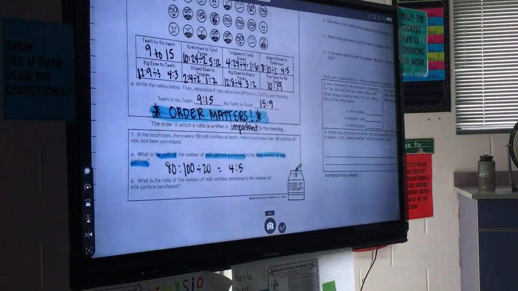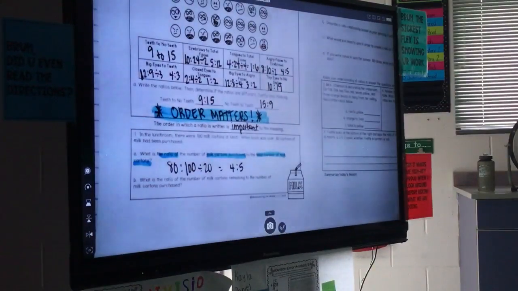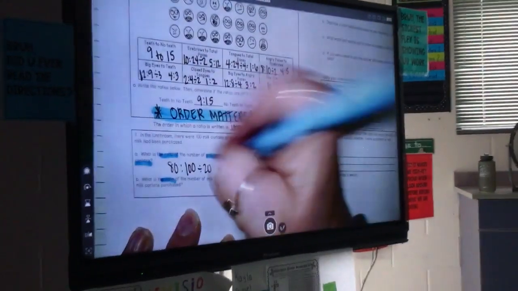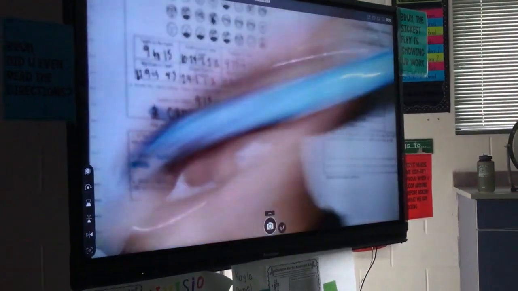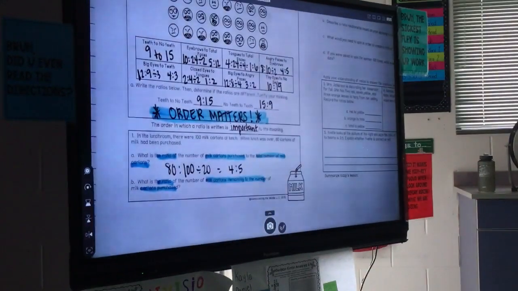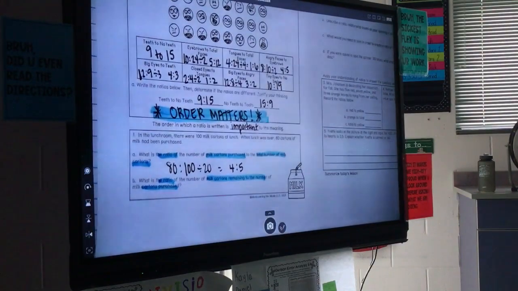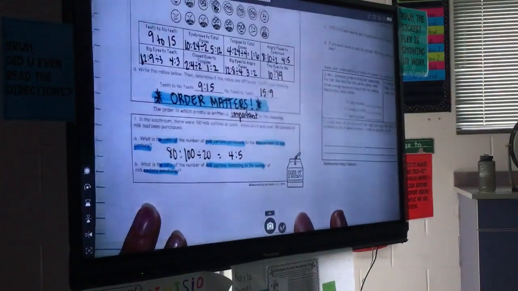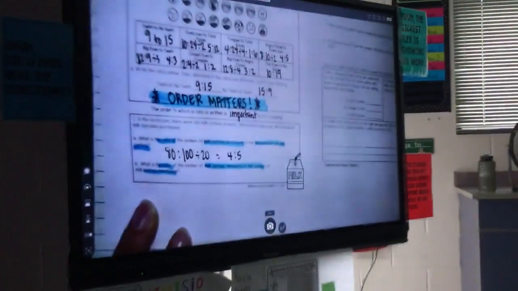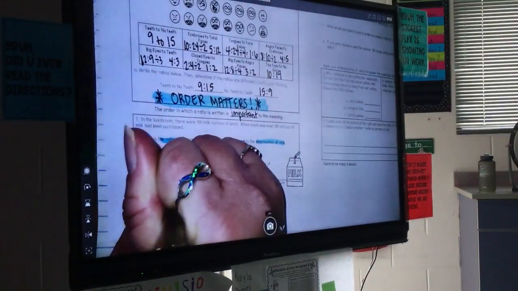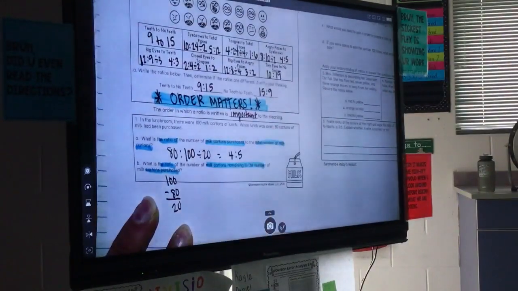All right, for B, it says what is the ratio of the number of milk cartons remaining to the number of milk cartons purchased. So again, we're finding the ratio, but this time we're finding the number of milk cartons remaining to the milk cartons purchased. So again, I'll ask, do we have to do anything before we write our ratio? Oakley, yes. We have to figure out how much remains. So you do your 100 minus, what'd you say? 80. And you end up with 20. So now, Oakley, what is my ratio?